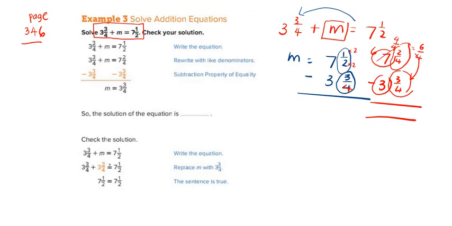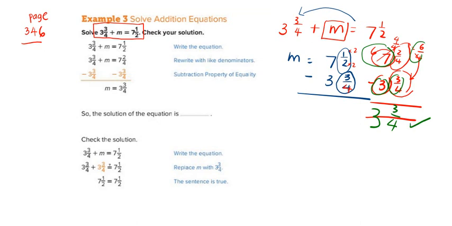Now if we subtract 6/4 minus 3/4, it will be 3/4. And then from the whole numbers, 6 minus 3 is 3. So my answer is 3 and 3/4.